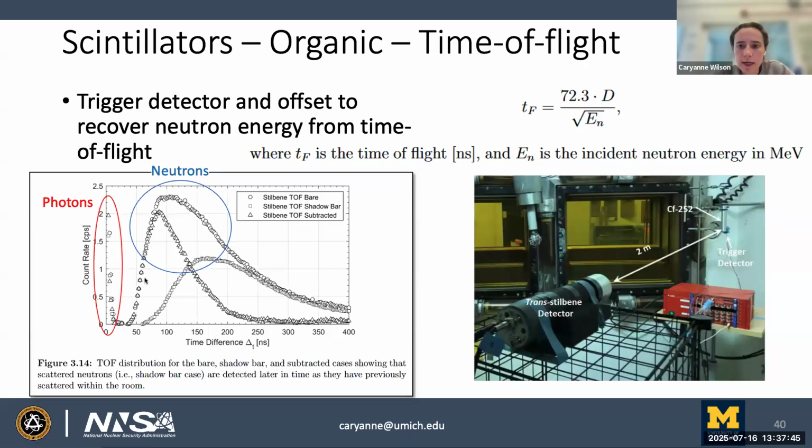So if you plot count rate as a function of time difference between these two pulses, you get a plot that looks a lot like this. Gamma rays travel at the speed of light. So if you get a gamma ray trigger and then you detect a photon in the detector you're trying to characterize, you get a really short time difference. Versus neutrons, you get a much bigger time difference because they do have mass and don't travel at the speed of light. So the peak occurs at the most probable neutron energy, which is about 1 MeV for a Californium-252 measurement.